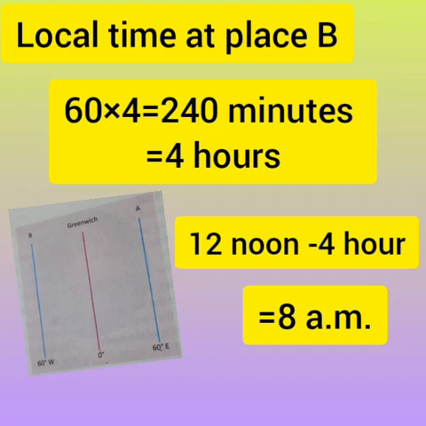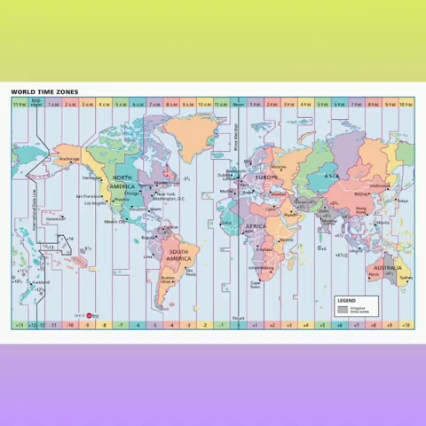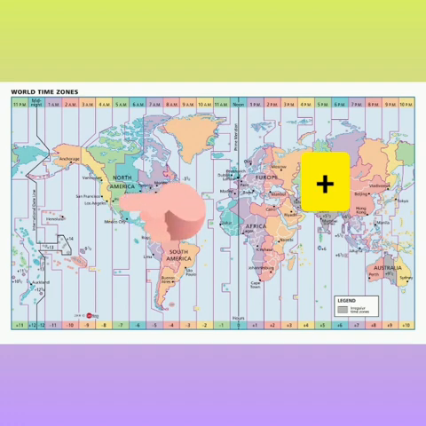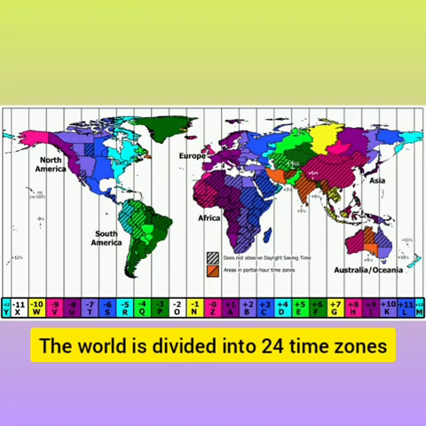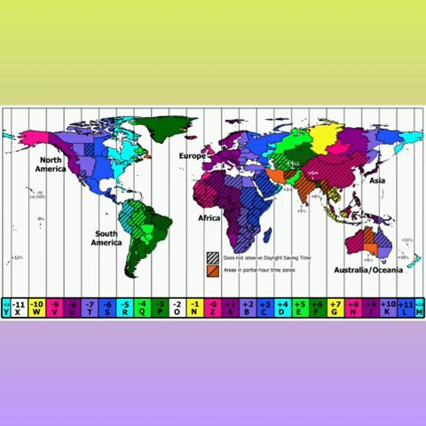So one thing we have to remember, that the countries located towards the east of the prime meridian are ahead of Greenwich Mean Time or prime meridian. So the time will be added, and those which are located towards the west of the prime meridian are behind. So time will be subtracted. The world got divided into 24 time zones in 1884. So, a meridian passing through the center of each time zone has been selected to give the standard time of that time zone.